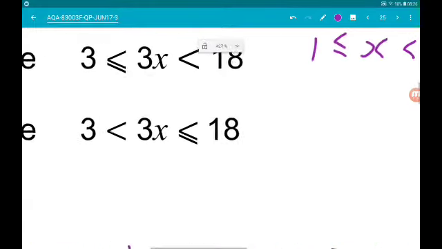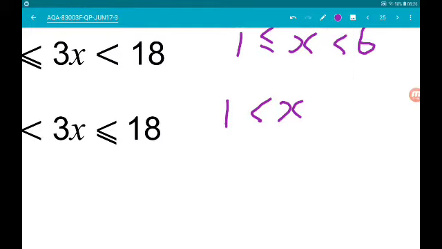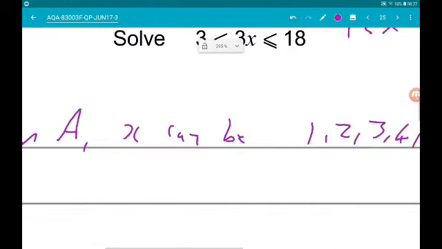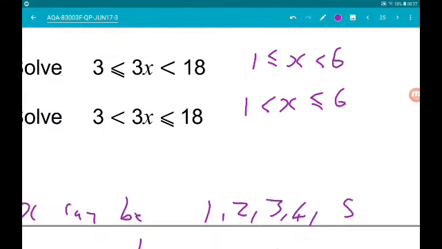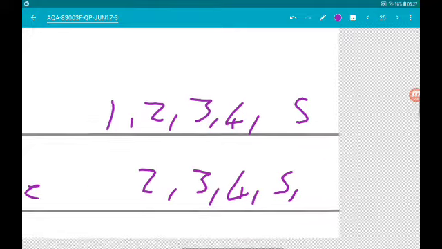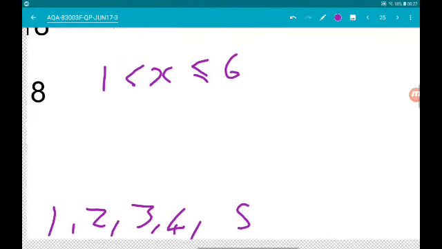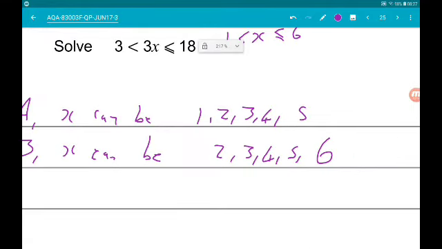Now if we do the same with B, we get 1 is strictly less than x, which is less than or equal to 6. So in B, x can be, well this time it can't be 1, it can be 2, 3, 4, 5, and this time it is allowed to be 6. So that is how they are different.